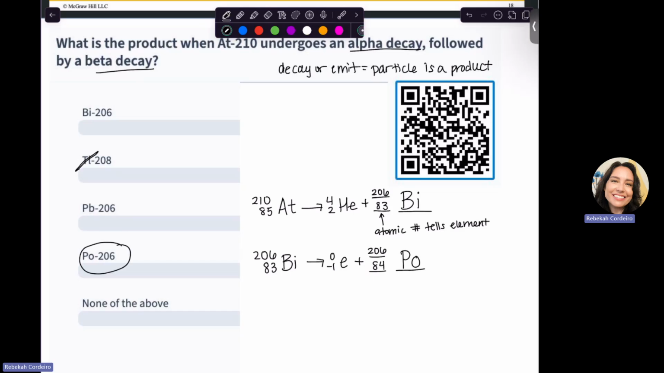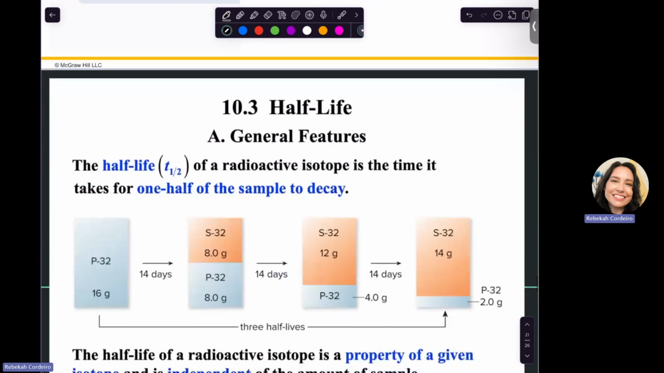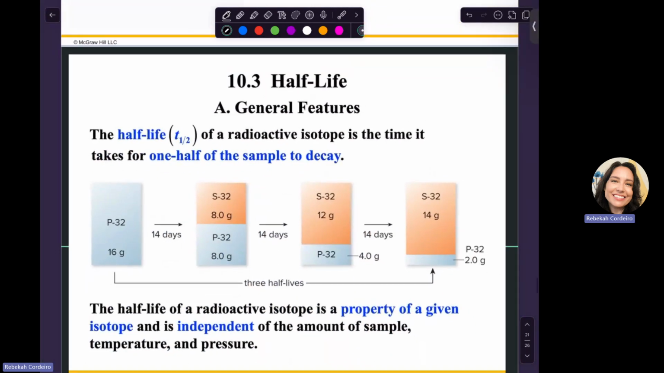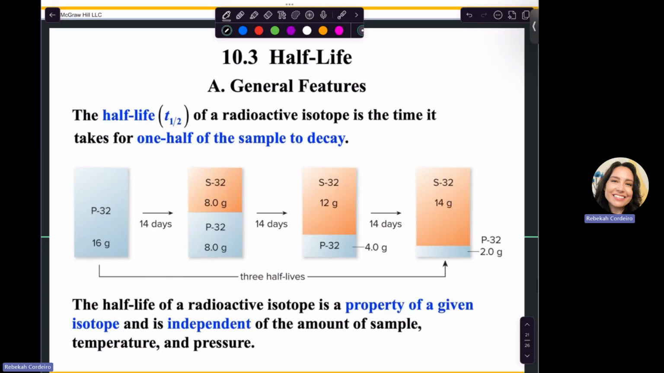Hope that makes sense. Just give yourself some time with it and let me know if you have any questions. Last topic for this class is half-life. This can seem like it's going to be really difficult, but let it do its thing. Half-life is how much time it takes for half of the sample to decay or go away. So if we start with 16 grams of our sample, after 1 half-life, let's say the half-life is 14 days, half of it would be left, so 8 grams left, and the other half of it would be something totally different.